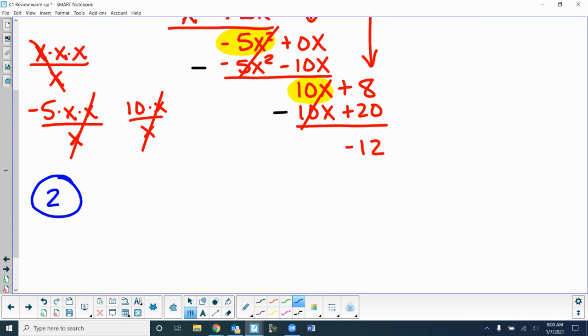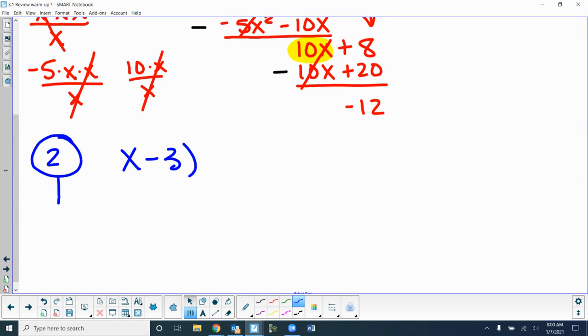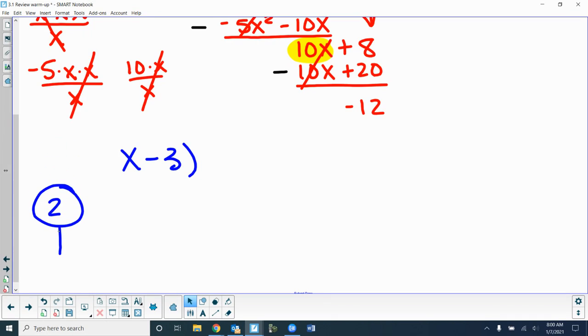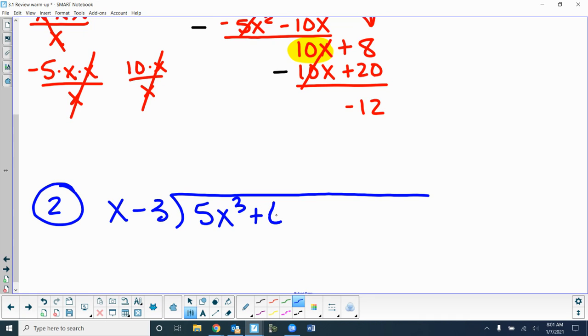All right, number 2, another long division one. This one, I do not have to add a 0. I better move it down a little bit. 5x cubed plus 6x squared minus 17x plus 20. Make sure you copy the problem down there too. Sometimes that's a mistake we make.